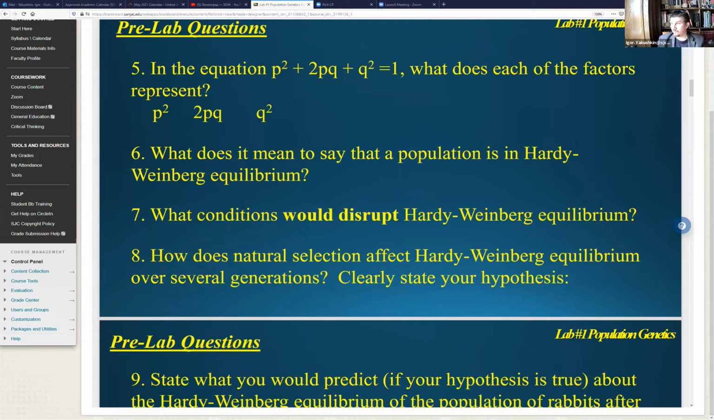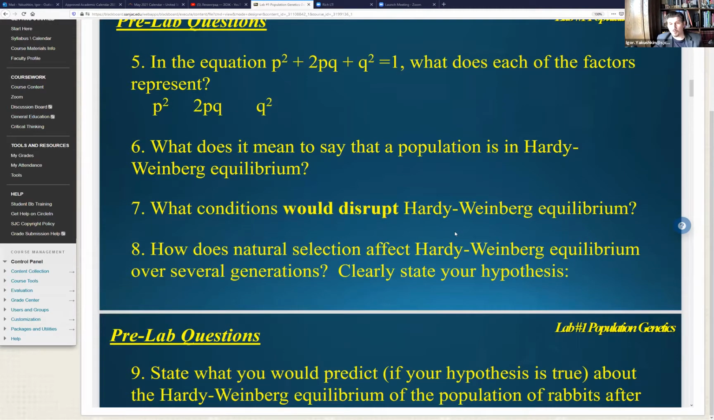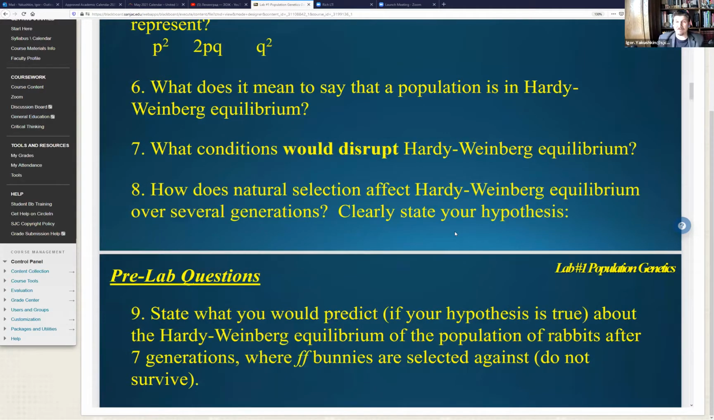And then the population has to be huge. There is another condition: a huge, almost infinite population. If the population is small, then of course you will have all kinds of other things happening. So those conditions will disturb the Hardy-Weinberg equilibrium, meaning the frequencies will start changing. If the frequencies are changing, evolution is happening. That's very, very important to understand.